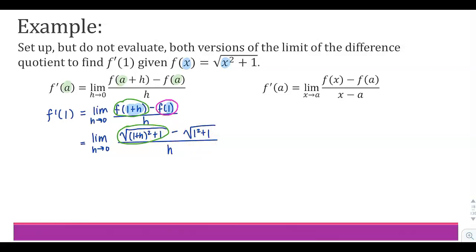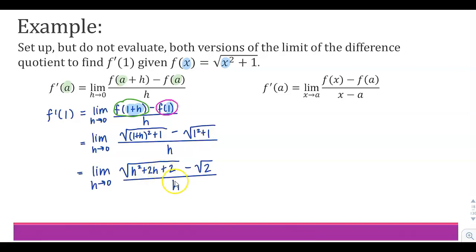We can do a little more simplifying. It doesn't mean we have to solve it all the way, but a little more simplifying would take us to the limit as h approaches 0 of the square root of, inside the square root symbol, I'd have to distribute 1 plus h times 1 plus h. I can't distribute the exponent, but I can write this as h squared plus 2h, plus 2, minus the square root of 2, all over h. And so that's done with the setup and a little bit of simplification for the first limit of a difference quotient.